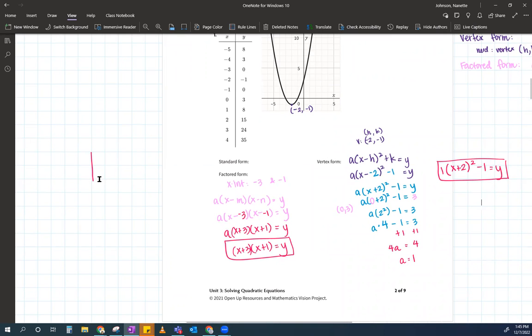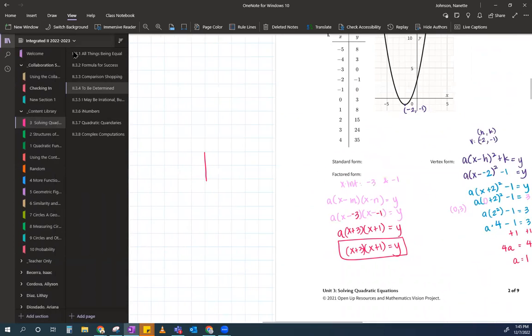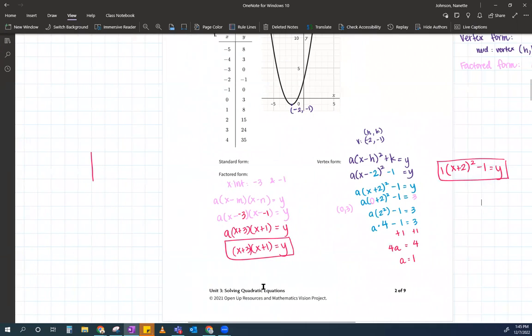All right, so there it goes. It says x plus 3 times x plus 1. And we're going to start filling in this box. So x times x is what? Yes, x squared. Very good. And x times 3 is what? 3x. Very good. X times 1 is x. And 1 times 3 is 3. Very good.